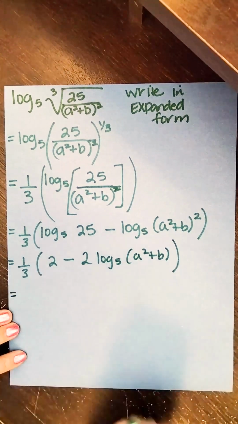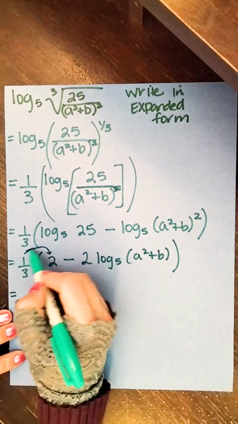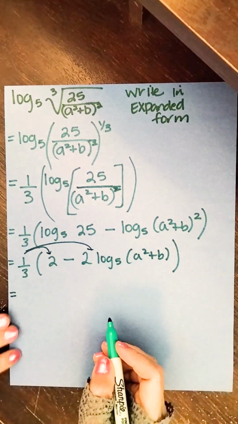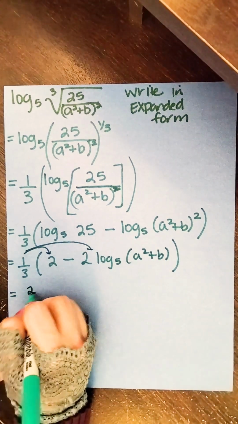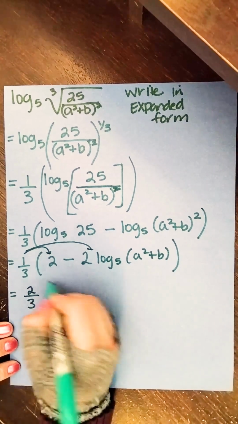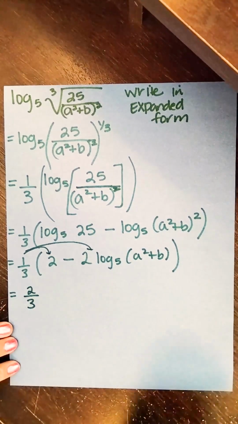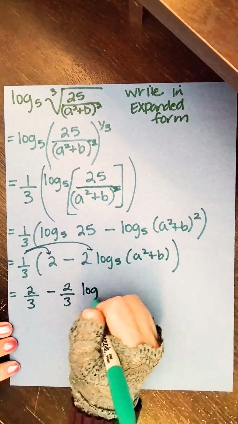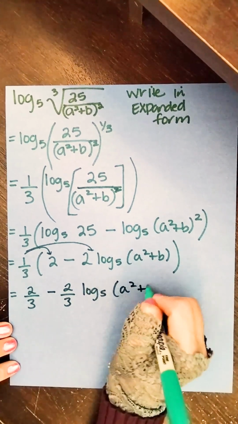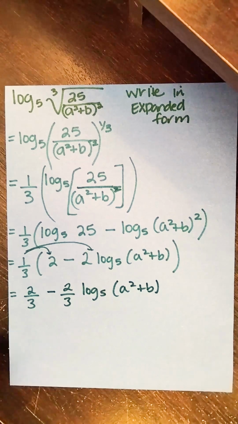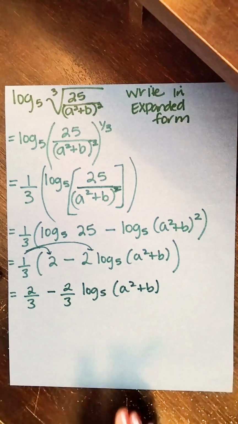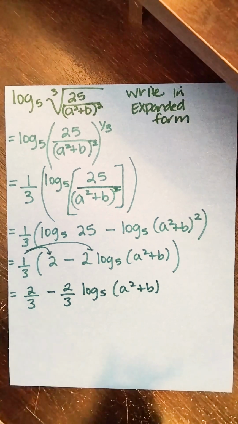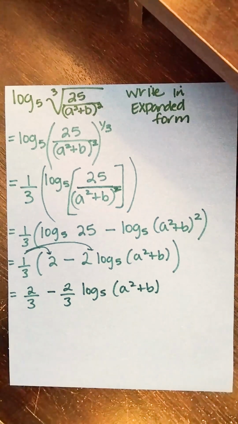And then last, I can distribute the 1/3 throughout everything in the parentheses. So 1/3 times 2 is 2/3. And then 1/3 times minus 2 log base 5 of a squared plus b is minus 2/3 log base 5 of a squared plus b. And that's it. That's how you write that logarithmic expression in its expanded form.